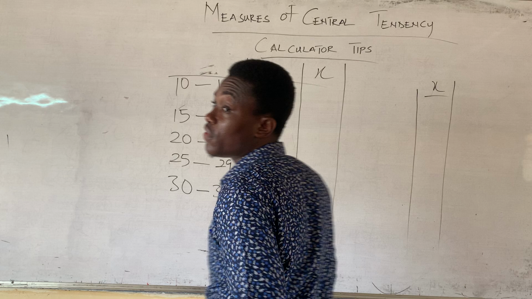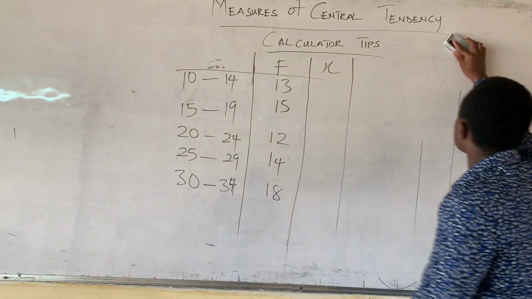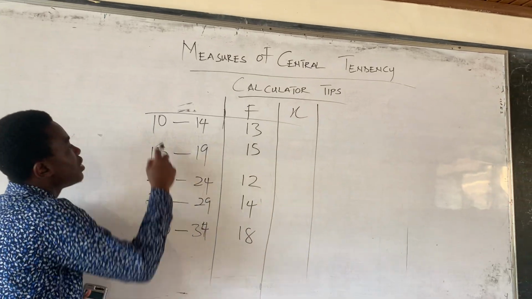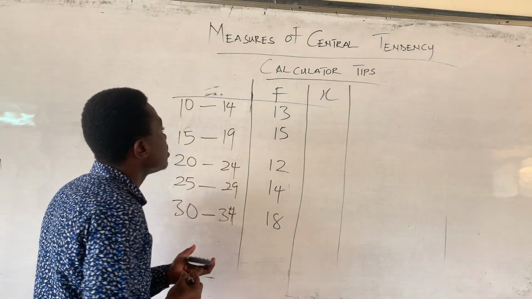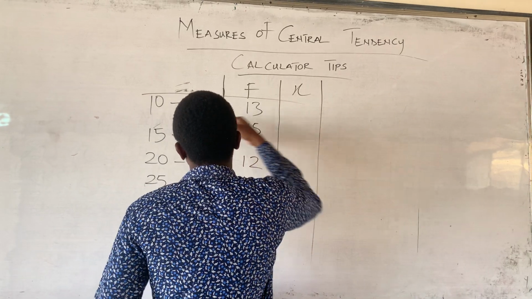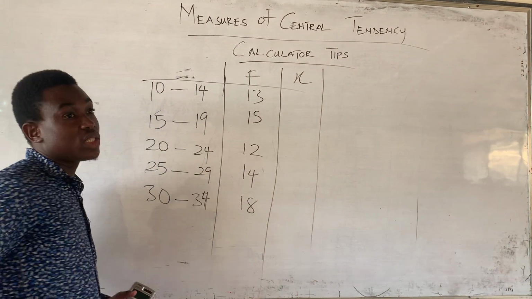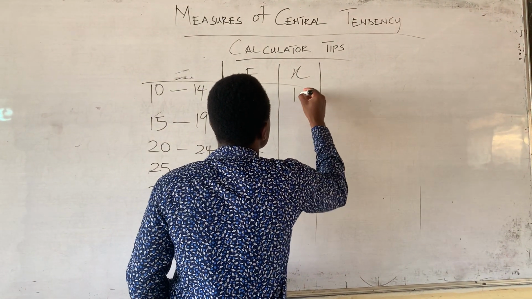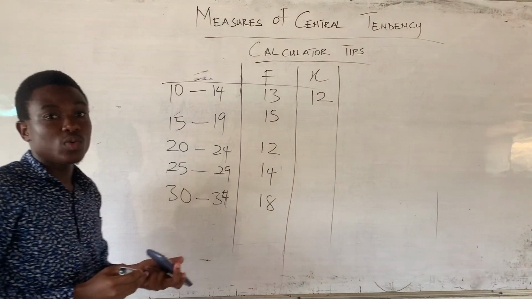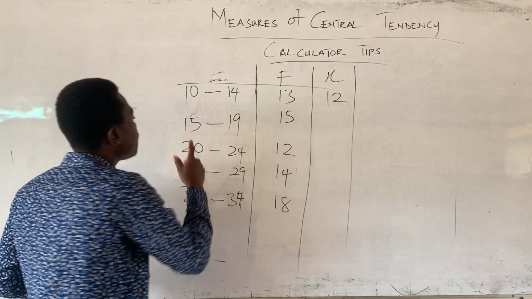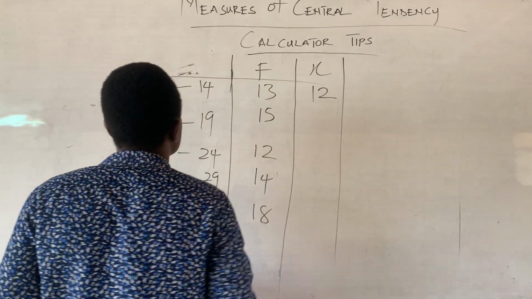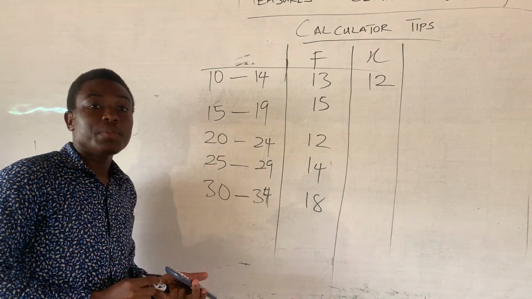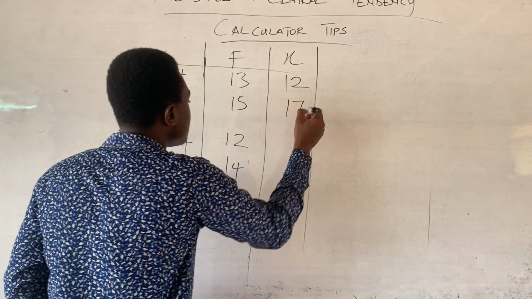So our midpoint is given as x. So we have 10 plus 40 divided by 2. That gives us, so 10 plus 40, that's 24 divided by 2. We have the first value, that's 12. Then we have 15 plus 19, that gives us 34. 34 divided by 2. So we have 17.